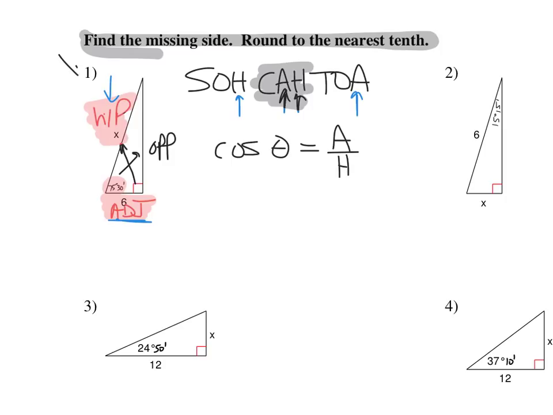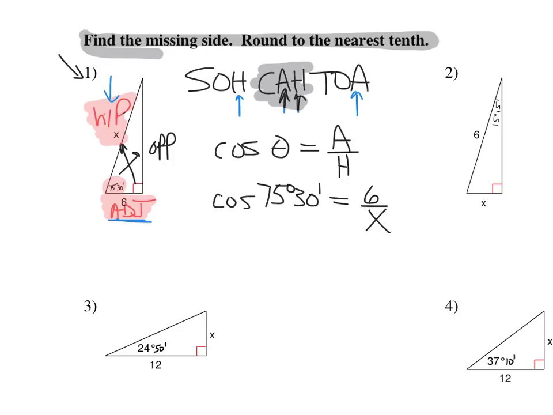So step 1 is to label the triangle. Step 2 is to identify the active sides. Step 3, determine if it's a sine, cosine, or tangent problem. Step 4 is to write out the rule. Now step 5 is to substitute the cosine of theta, the cosine of the angle. Well, here you're told the angle is 75 degrees 30 minutes. So the cosine of theta equals the adjacent, which is 6, over the hypotenuse, which is x. So we substitute into the rule.